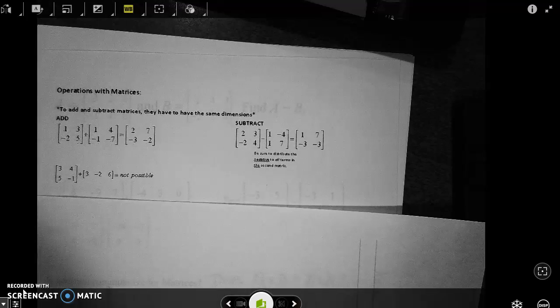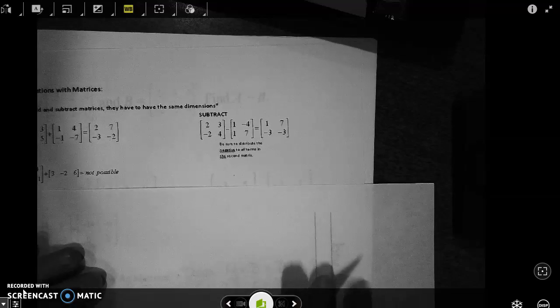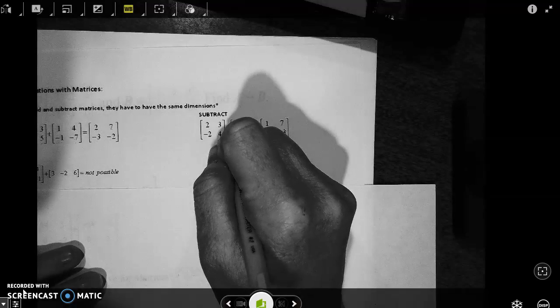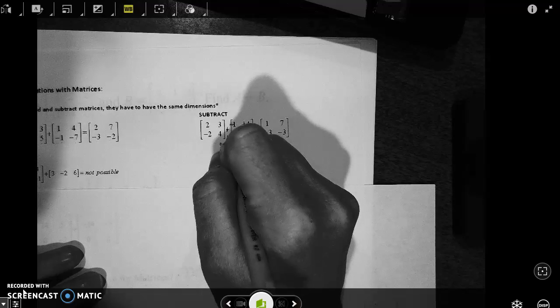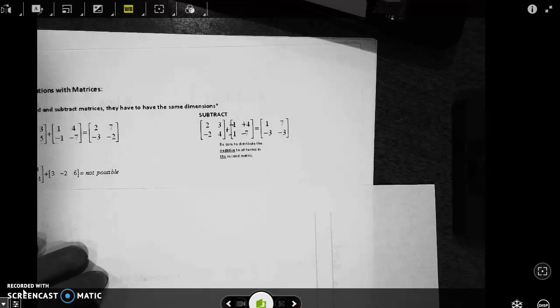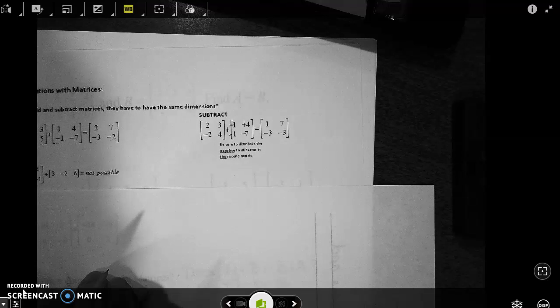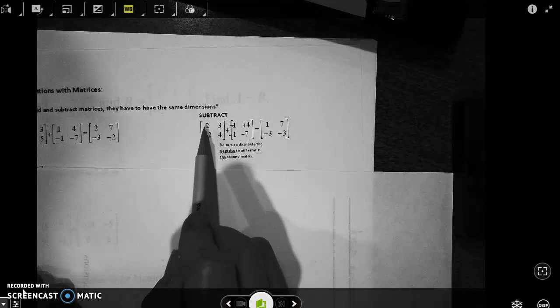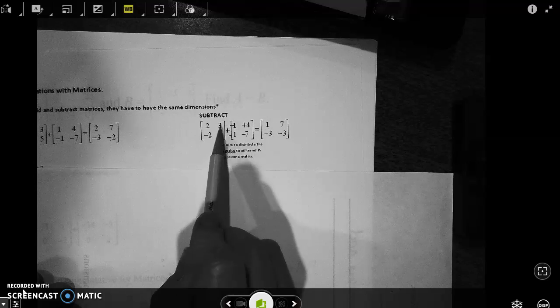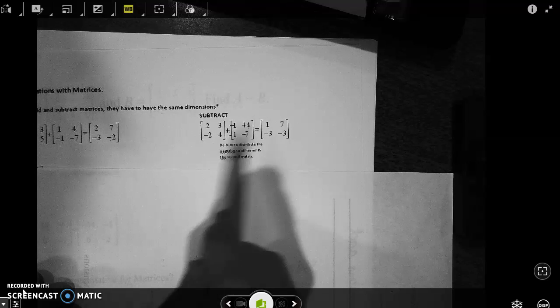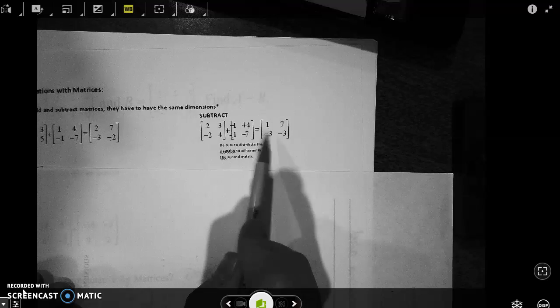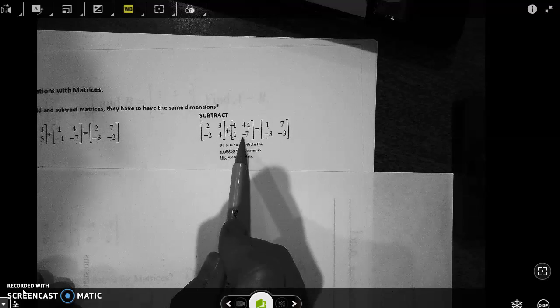For subtraction, what you're going to do is change this to an addition sign and distribute that negative. That way you don't accidentally forget to subtract one part of it. So 2 plus negative 1 is 1. 3 plus 4 is 7. Negative 2 plus negative 1 is negative 3. 4 plus negative 7 is negative 3.